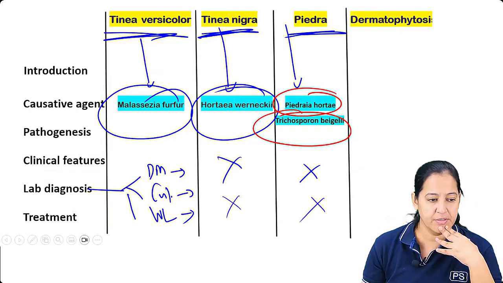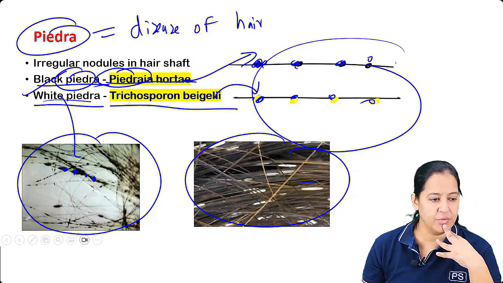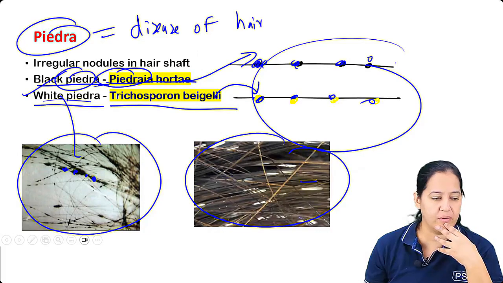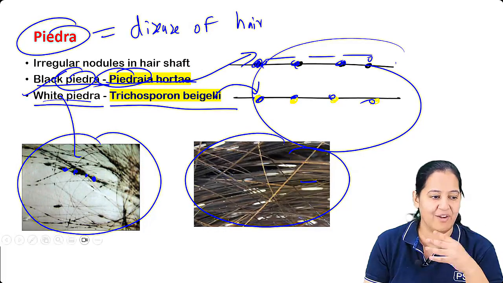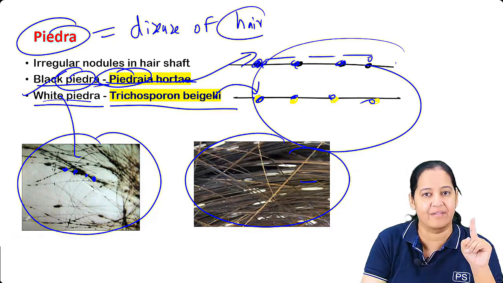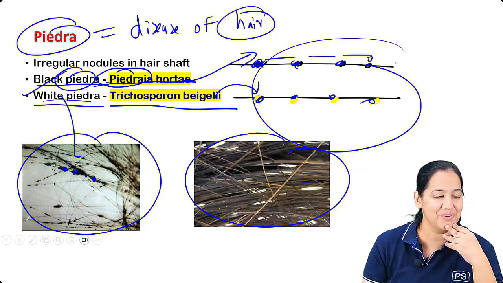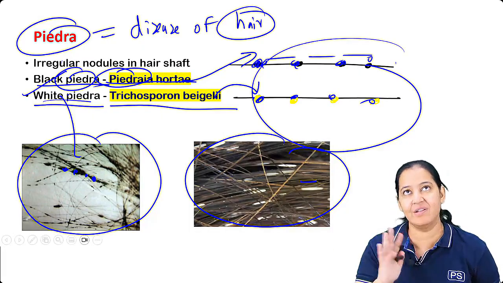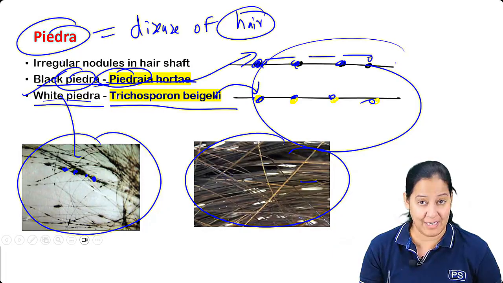Okay, got it? Is the nodule irregular in piedra? I didn't get your question. I don't know whether nodules are regular or irregular. I don't have any knowledge about the distance between the nodules, and they will not ask that. Just learn that piedra is a disease of hair, that you must know, and there are two piedra, black and white. Learn the causative agent, that's it. Don't go into the detail. Whether the nodules are regular or irregular, I will not bluff, but I will not have any knowledge about that. I will check.